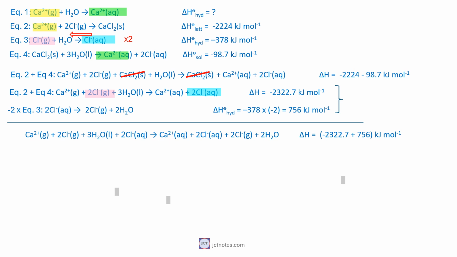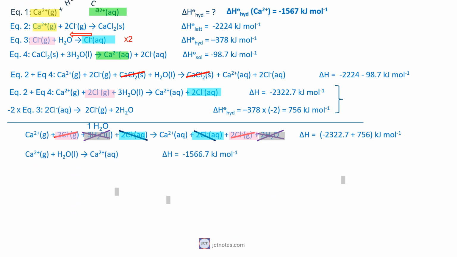We see that the common terms in this equation are the chloride gas, the aqueous chloride and the water. As we have 2 chloride ions in each side, we eliminate them. The same applies for the chloride gas. On the left, we have 3 molecules of water and 2 on the right. We can eliminate 2 molecules of water on each side and leave 1 molecule on the left.